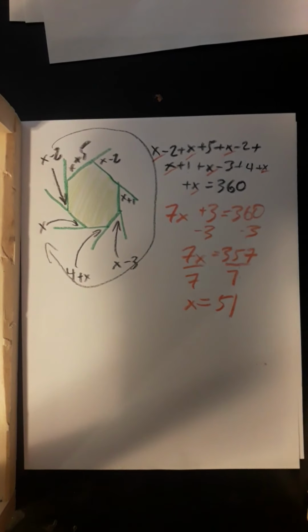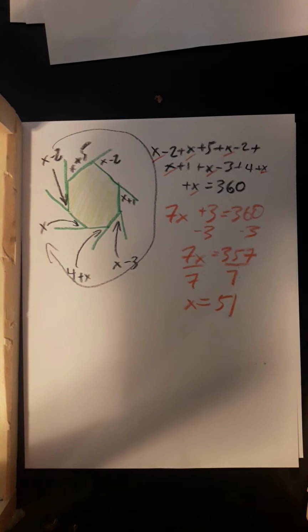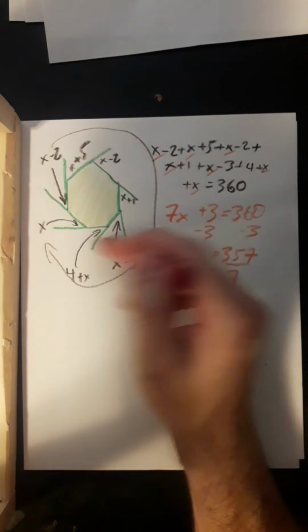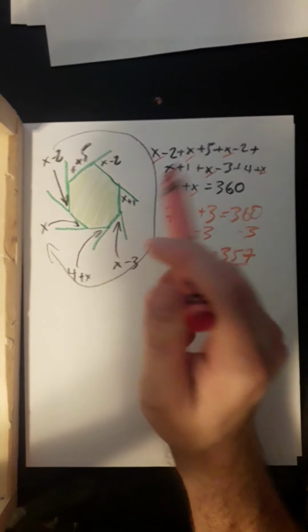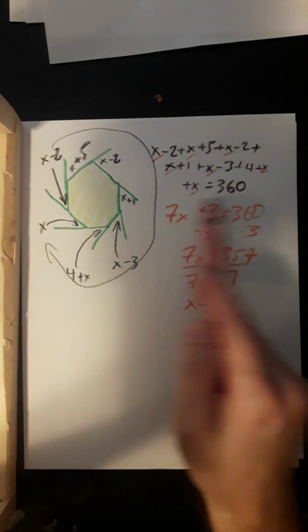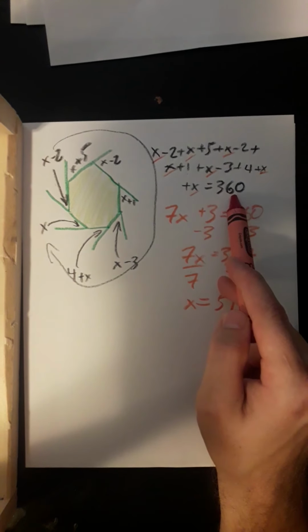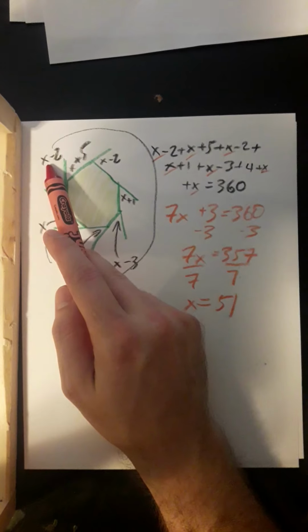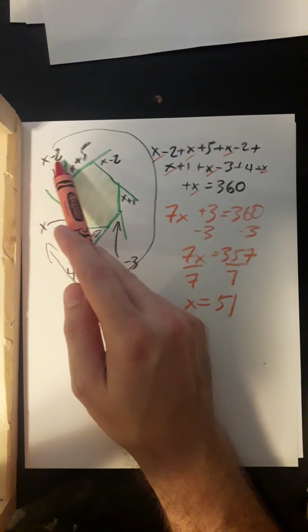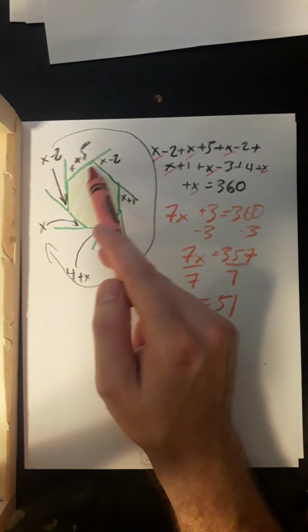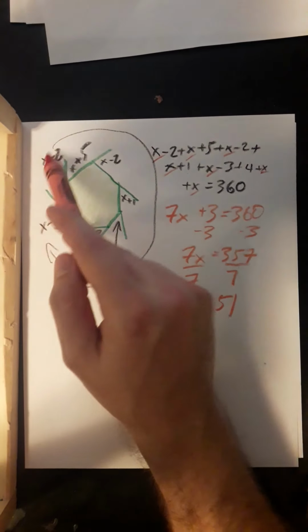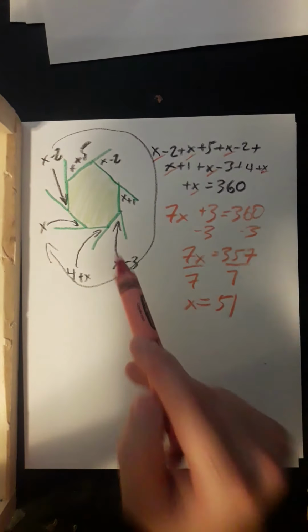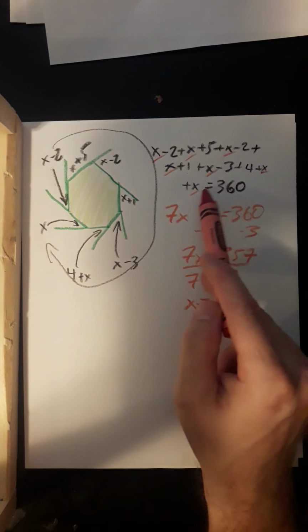Okay, last thing we need to talk about is if we have an irregular polygon. In this case, we have a 7-sided shape, also called a heptagon. Now, I know that the exterior angles all add up to 360. So I'm just going to add all of these things up. This is x minus 2, x plus 5, x minus 2, x plus 1, x minus 3, 4 plus x, and x. So this plus this plus this plus this plus this plus this plus this equals 360.